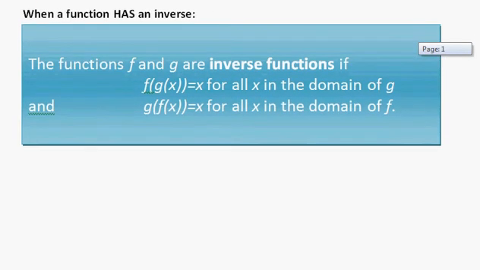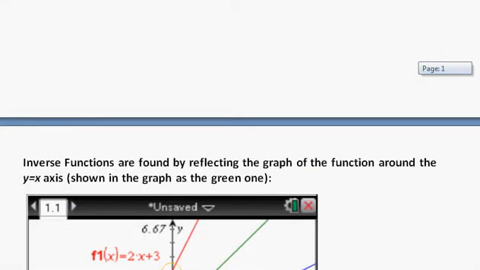Now, when a function has an inverse, you may not understand this yet, but I'm going to explain this graphically. It just means they are inverses if f of g of x is equal to x and g of f of x is equal to x for all x in the domain of f, or in the domain of g and f. So in other words, these two things hold. Now I'm going to explain exactly what they mean, because I know you won't really get that until I show you the graph of what that really means.